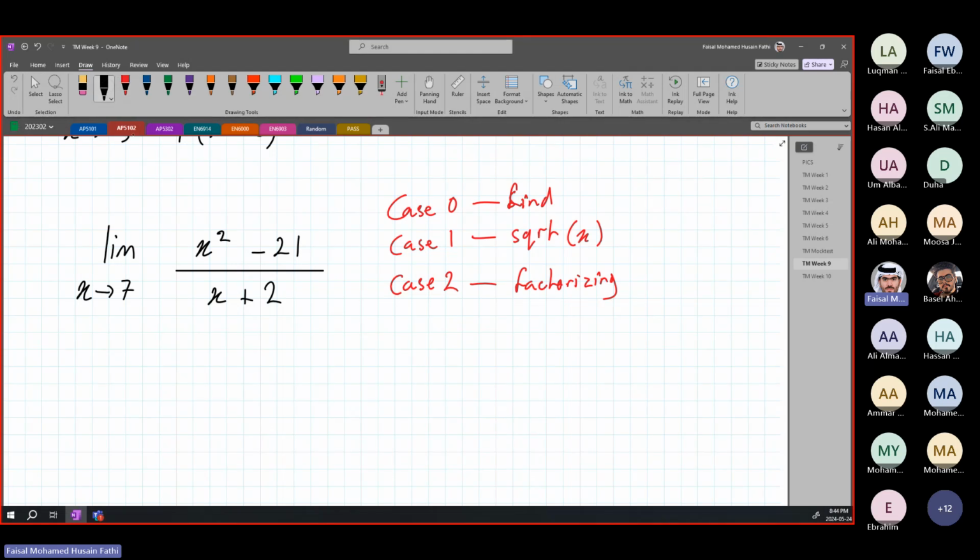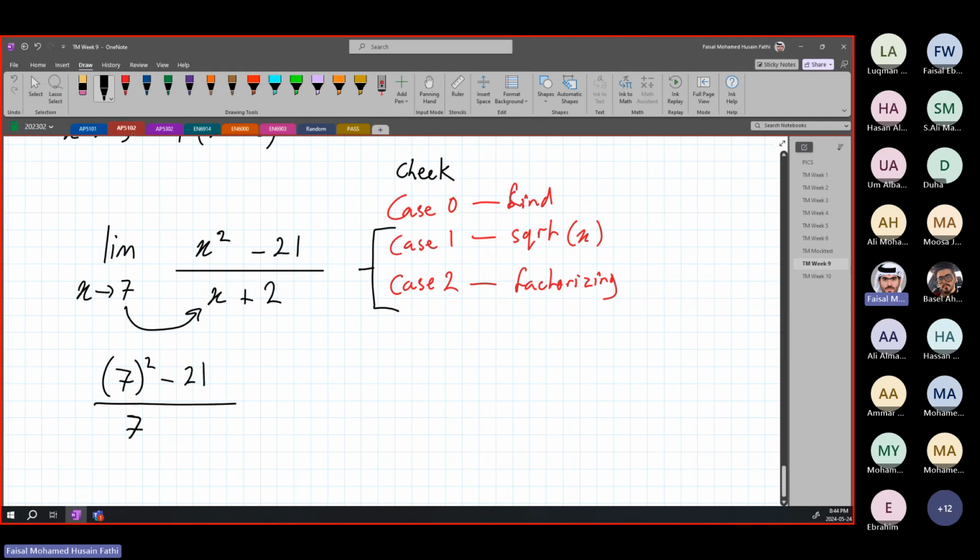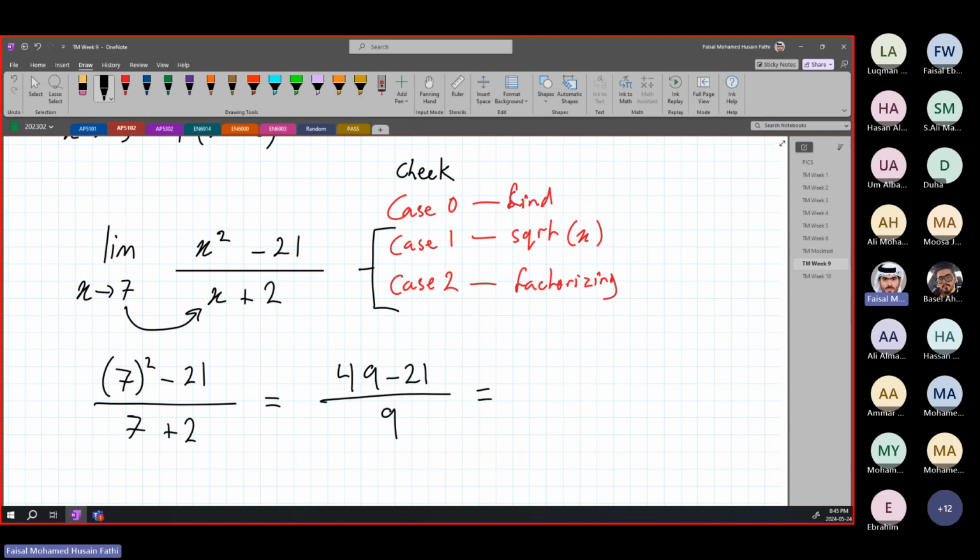Remember, before you move on to case 1 and case 2, check for case 0. Substitute the value of 7 inside and see what happens. We have 7 squared minus 21 over 7 plus 2. Since we are not getting a denominator equal to 0, that's it. So it's 49 minus 21 over 7 plus 2, which is 9. We can just simplify this and find our final answer. You don't have to go over any more steps, and that's your final answer, which is 28 over 9. So it is case 0.